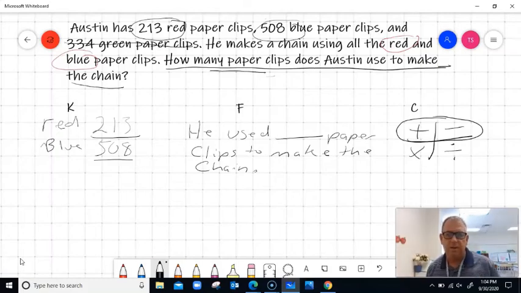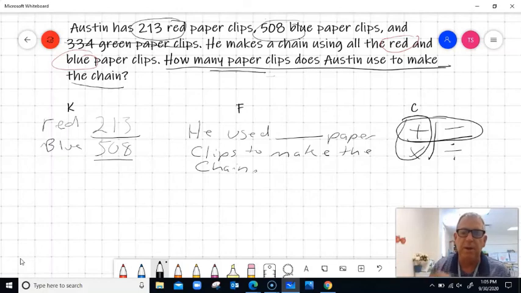The next question I ask is, okay, I got 213 red ones, 508 blue ones. How many paper clips does he use to make the chain? The answer is going to be larger than 508 or 213. It's going to be larger. There are two operations that we use to make things larger, and that's multiplication and addition. You see this little thing I did right there? I circled that operation because it's going to make the answer larger. He used blank paper clips to make the chain. There's going to be a larger number. So you see this little thing, I end up circling addition twice. So chances are I'm going to use addition to solve this problem. So we'll go ahead and look at it.